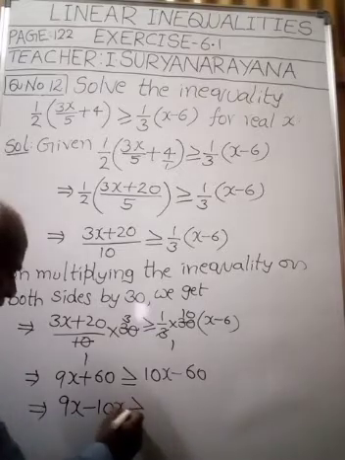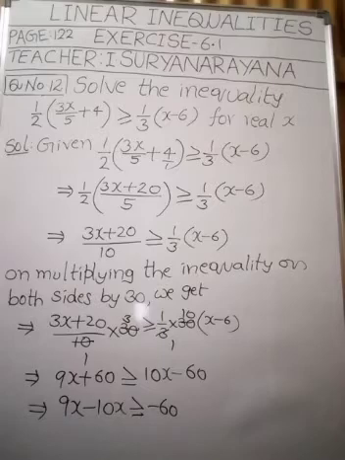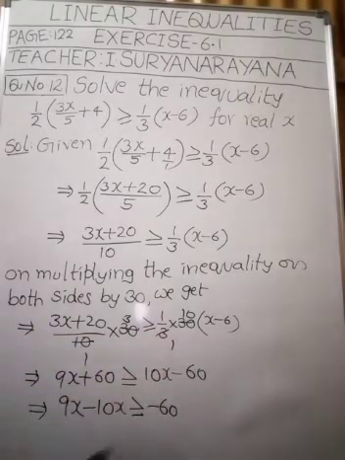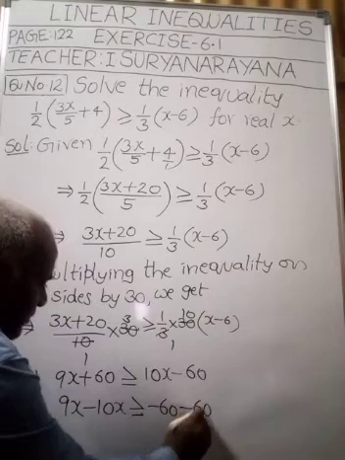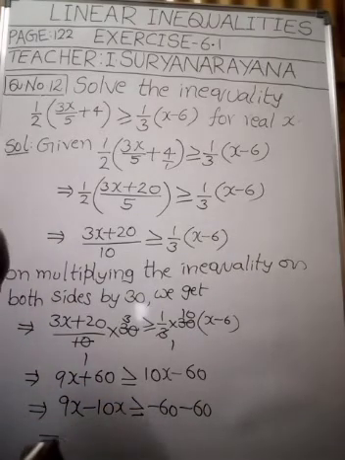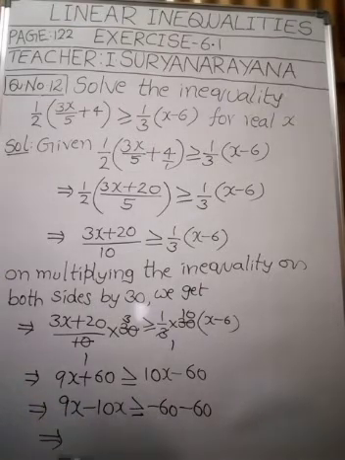Right. Greater than or equal to minus 60. This number we write as it is. We are transposing plus 60 to the RHS. Then it becomes minus 60. Understood this step, my dear children? Right. This implies 9x minus 10x, what will you get here? Minus x.